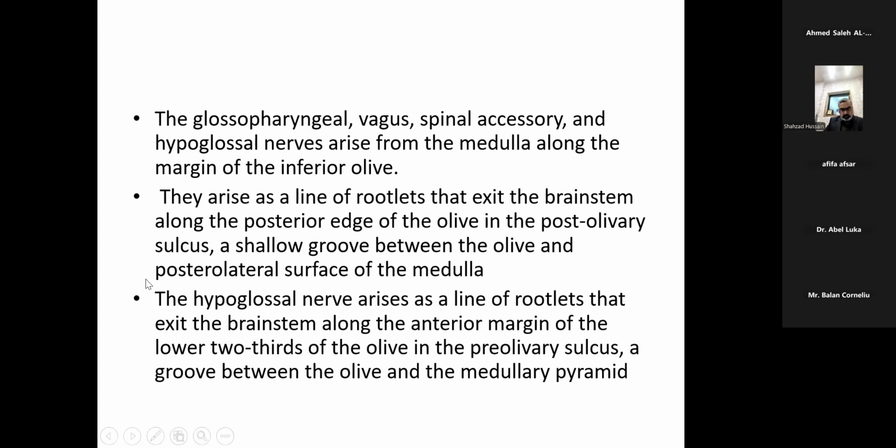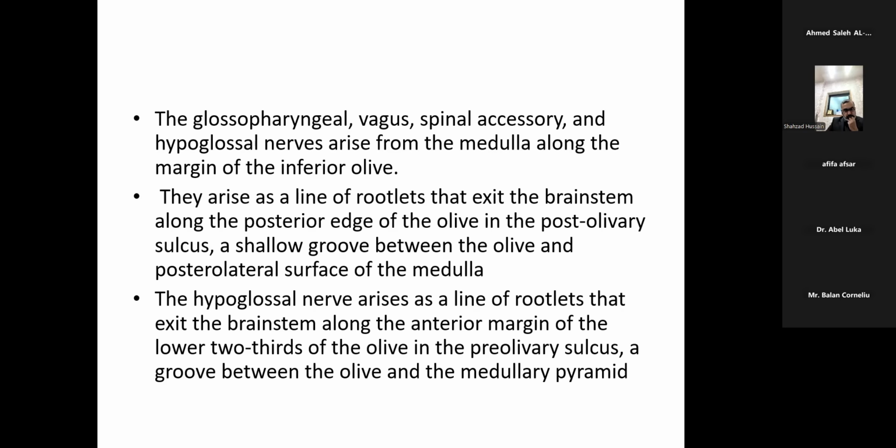So now we need to just have a brief view of the origin. The glossopharyngeal nerve, the vagus, and the spinal accessory nerve tend to arise from the medulla, like we discussed, along the margin of the inferior olive. They all tend to arise as a line of fruitlets that are exiting the brainstem along the posterior edge of the olive in the post-olivary sulcus, like we saw in the initial pictures, which is a shallow groove between the olives and the posterolateral surface of the medulla.